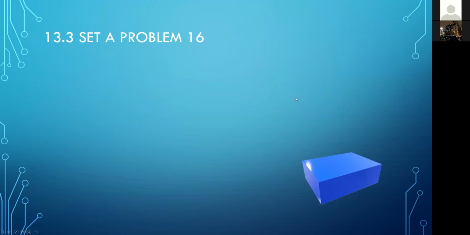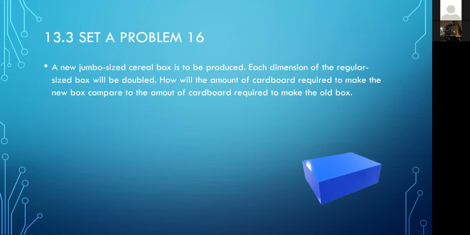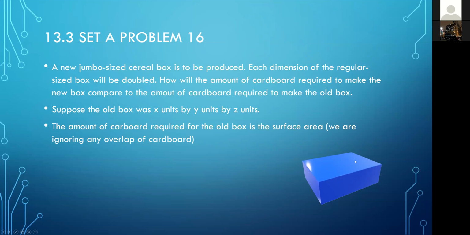Next, we'll take a look at problem number 16. It says a new jumbo-sized cereal box is to be produced. Each dimension of the regular-sized box will be doubled. How will the amount of cardboard required to make the new box compare to the amount of cardboard required to make the old box? So we're going to suppose that the original box was X units by Y units by Z units. And then we're going to figure out the surface area. Okay, that'll tell us the amount of cardboard, assuming that there's no overlapping cardboard.